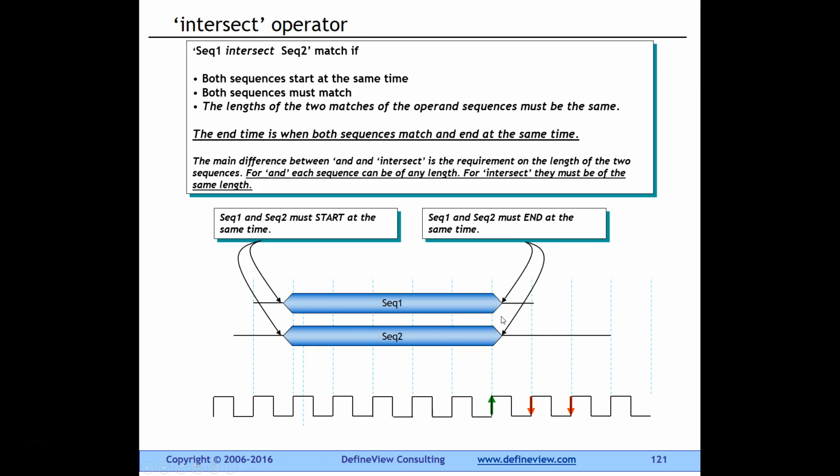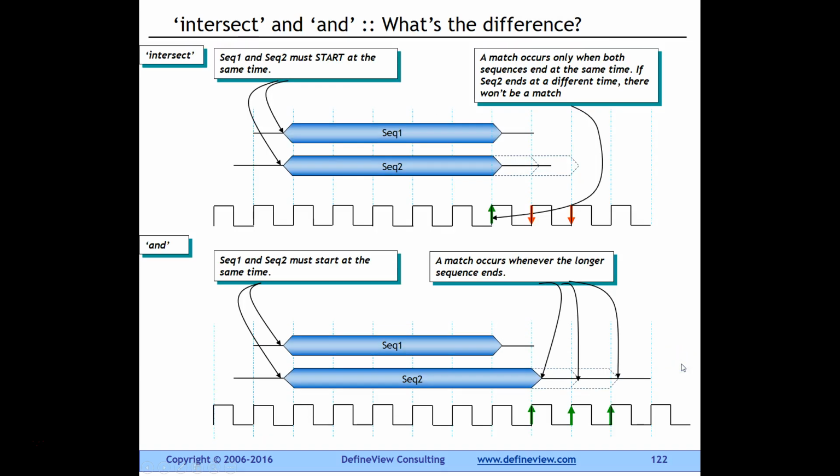That means they must start at the same time, end at the same time, and they both must match their requirement. So as you can see, if the sequences end at the same time, the property will pass. If not, if they end at different times, then the property will fail. So that's the main difference between AND and intersect.